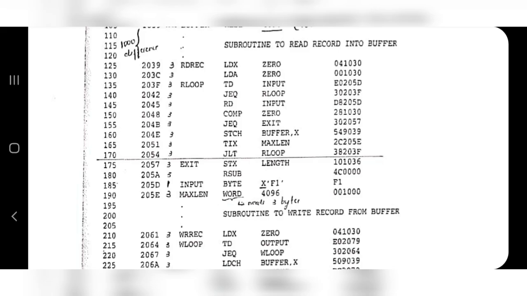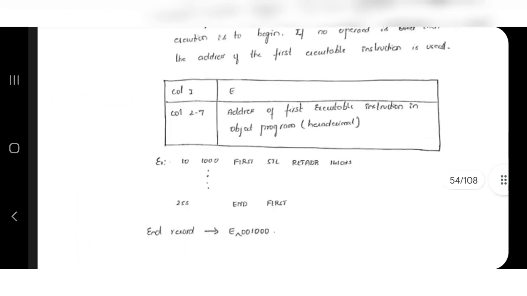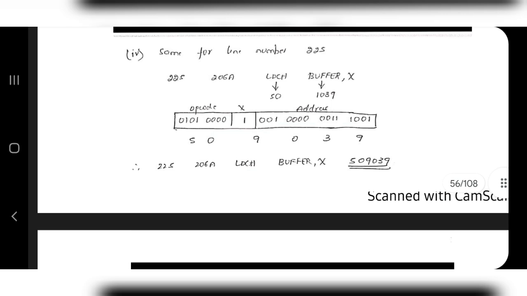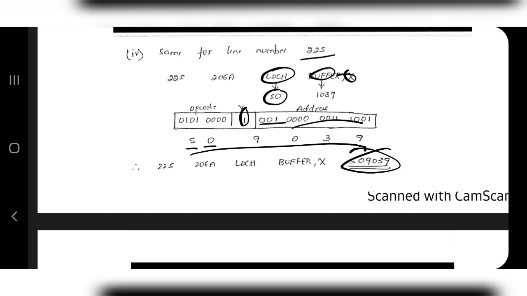549039. Okay, that was another difference. Let's see what more exceptions, if any, are present in the program. The same goes for line 225; here also it is the same thing. LDCH is 50, so you'll be writing 50 here. X is there, so you'll be writing 1 here. After that, you'll write the address of buffer, and then write the final answer in the object code.